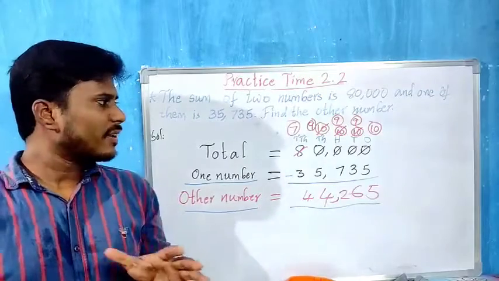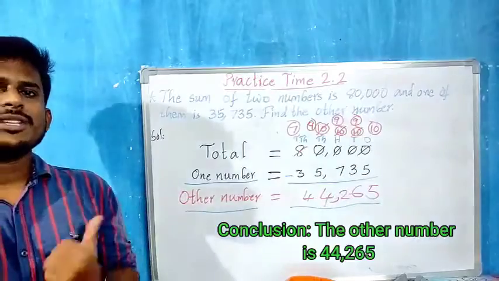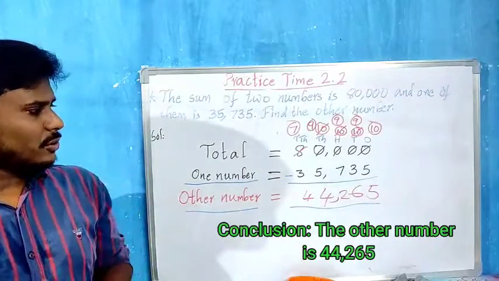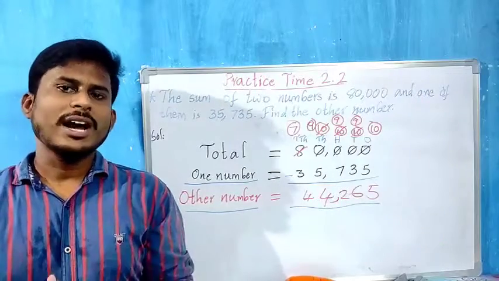The other number is 44,265. So whenever we are doing number stories, children, there should be a compulsory conclusion. So the second number is 44,265. So this is how we end, children. Let us go for another problem.